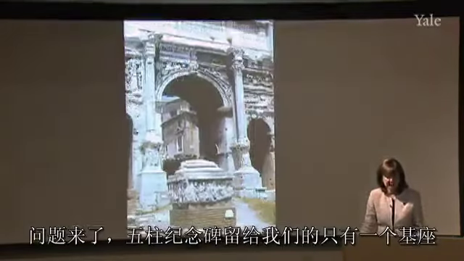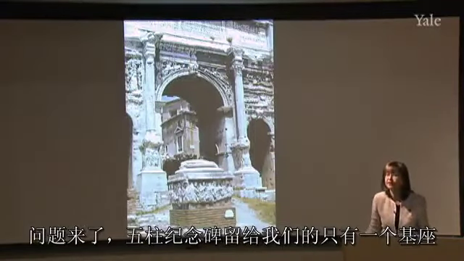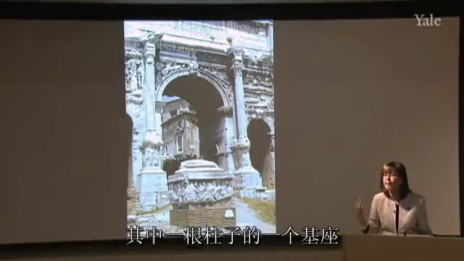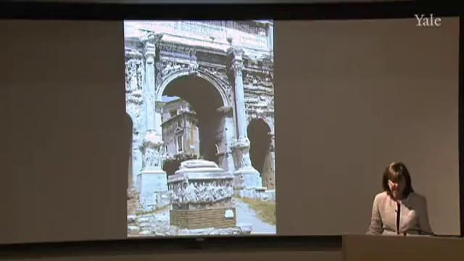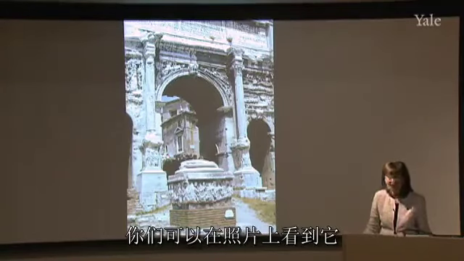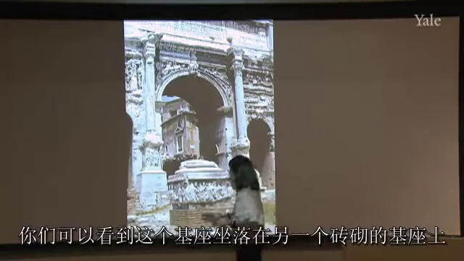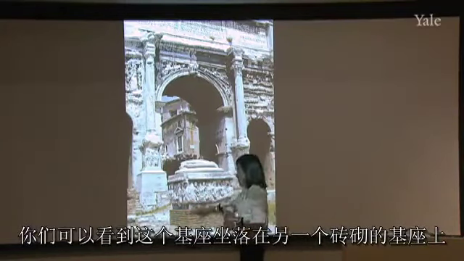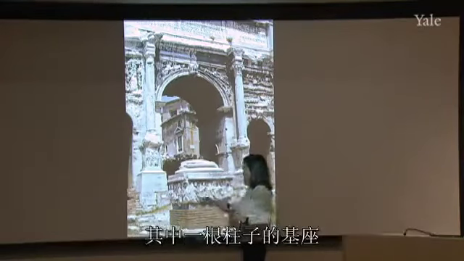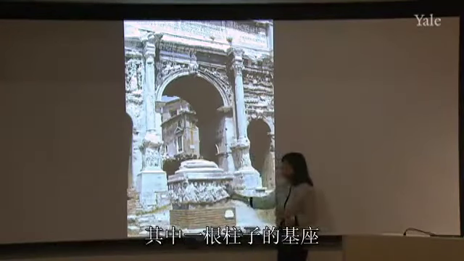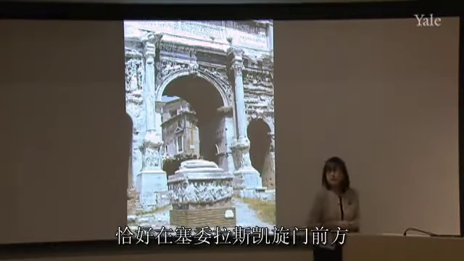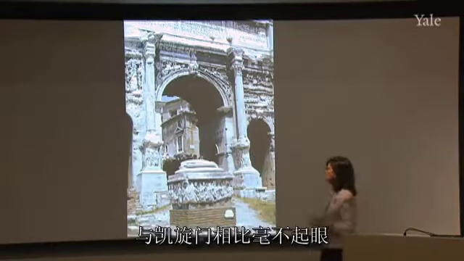Now the problem is that all we have left of this so-called 5-column monument is a single base, one base of one of the columns. And you can see that base on display right in front of, on a different base, a base made out of brick, as you see here, the base of that one column right in front of the Arch of Septimius Severus, dwarfed by the Arch of Septimius Severus.